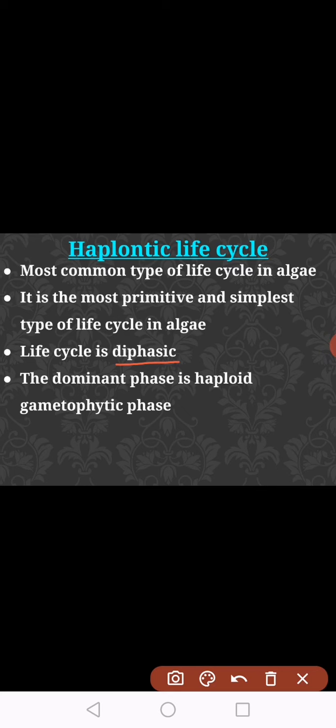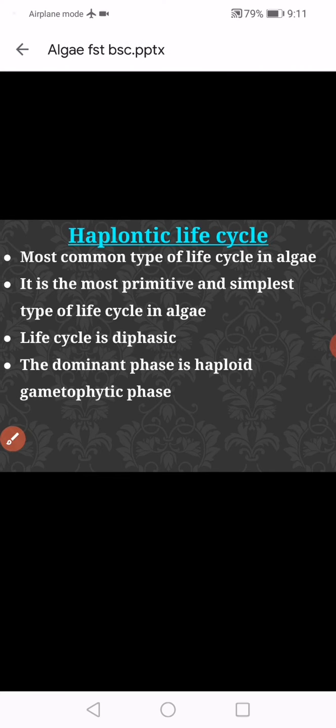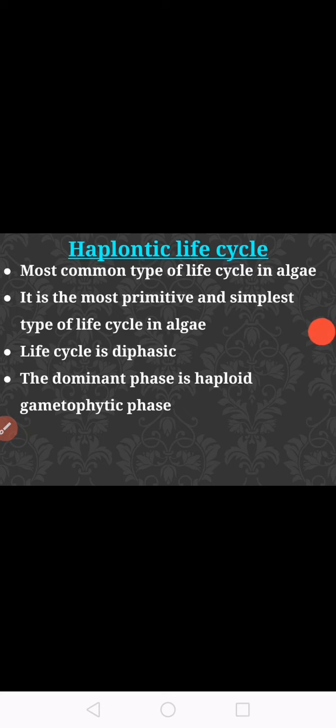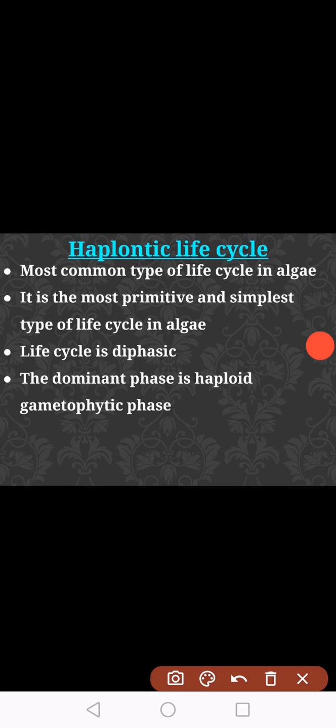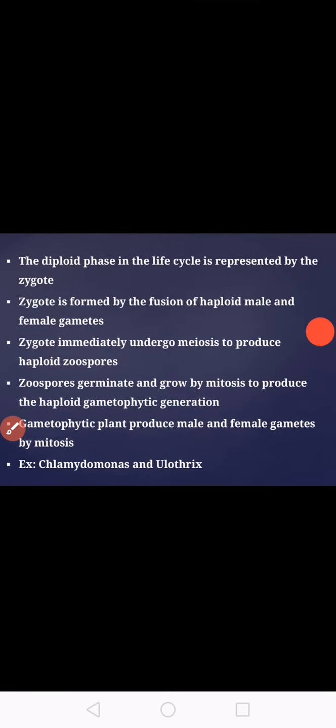So of these 2 phases, the dominant phase is here gametophyte phase. Of these 2 phases, gametophytic phase and sporophytic phase, the gametophytic phase is dominant, and always this gametophytic phase is haploid. And in this haplontic life cycle, the gametophytic phase is the dominant phase. Okay. So what happens during the life cycle? From this gametophytic plant body.